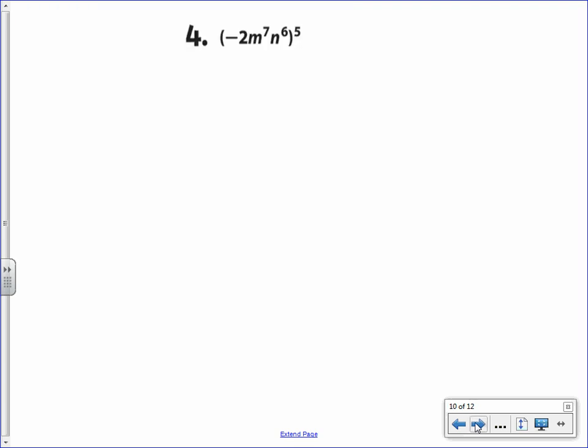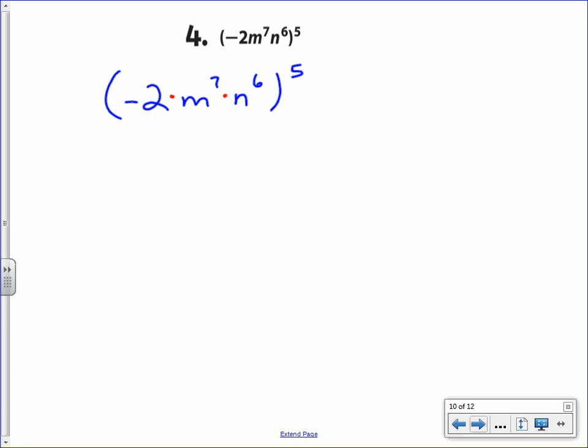Next one, negative 2m to the 7th power, n to the 6th power raised to the 5th power. Negative 2, m to the 7th, n to the 6th. Look at my separation of numbers. Do not cram them together. These are being multiplied together, all right? And I'm going to multiply here. I'm actually going to wait to do that until the very end. I don't want to confuse you.